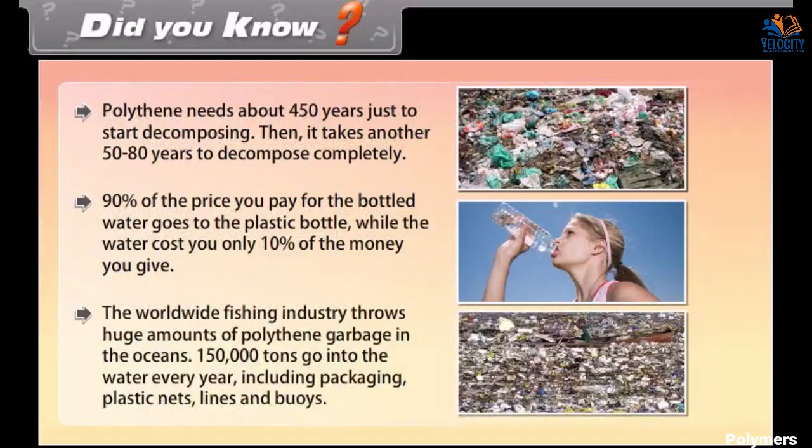The worldwide fishing industry throws huge amounts of polythene garbage in the oceans. 150,000 tons go into the water every year, including packaging, plastic nets, lines, and buoys.